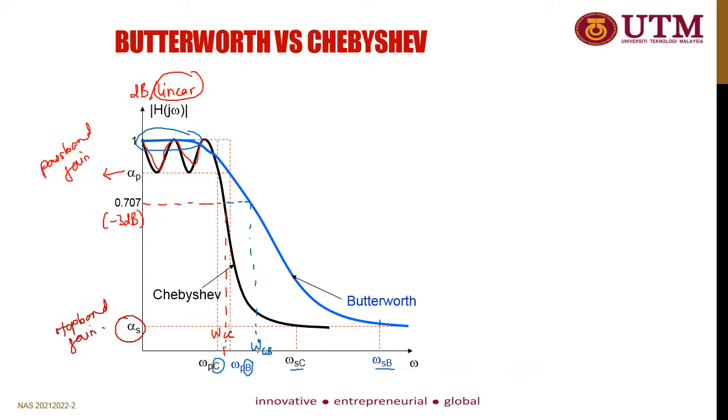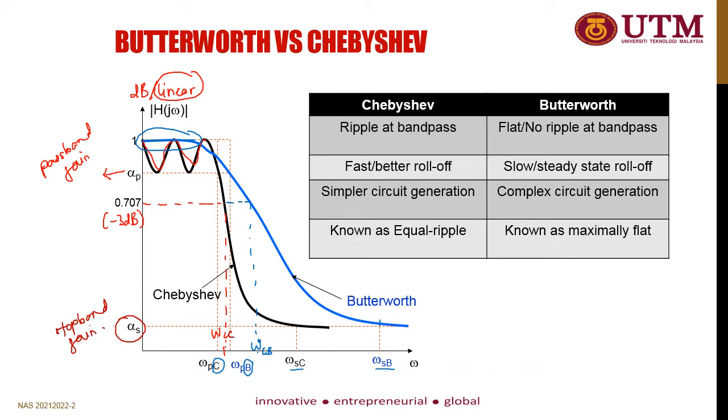Okay, so given by alpha S. Right, so the main key point, or the comparison between Chebyshev and Butterworth, in terms of the first one, is the ripples. If you see there are ripples in the passband area, it belongs to Chebyshev, while Butterworth is called flat top, or no ripples at passband.